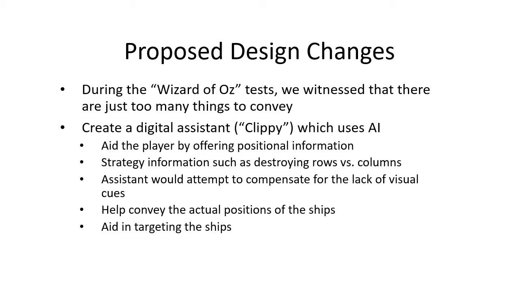So one idea I had was to create a digital assistant like a Clippy or a Siri or something that uses AI. And that would aid the player by offering positional information. It also might offer strategy information such as destroying rows versus columns. The assistant would attempt to compensate for the lack of visual cues. It would help convey the actual position of the ships and aid in targeting the ships.